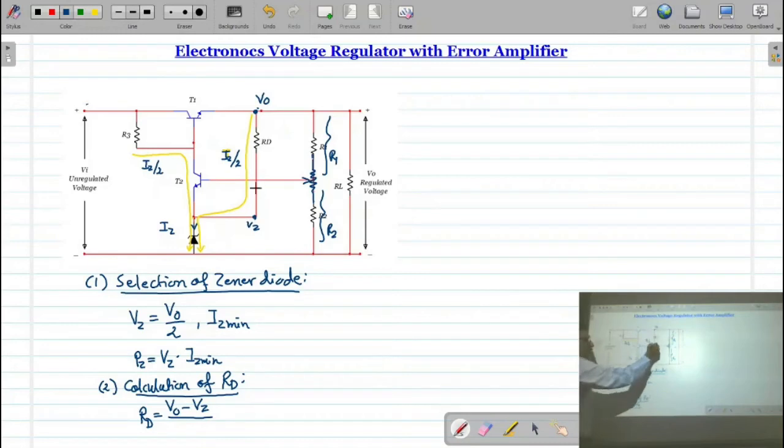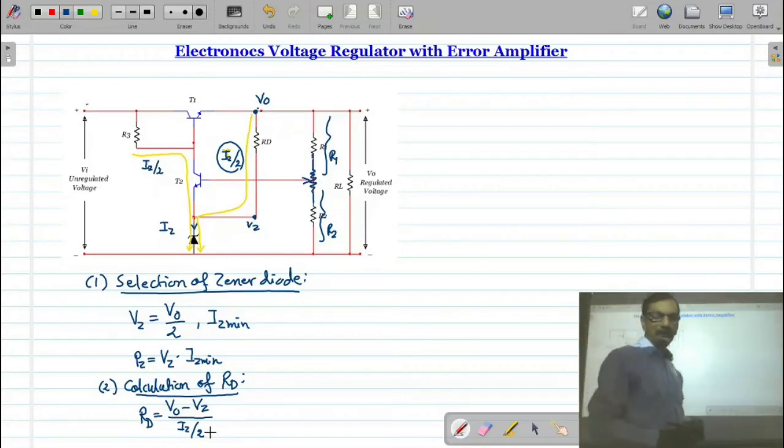Now how much current is passing through RD? That is Iz by 2. So here, Iz by 2. So in this way you can calculate the value of the resistance RD.